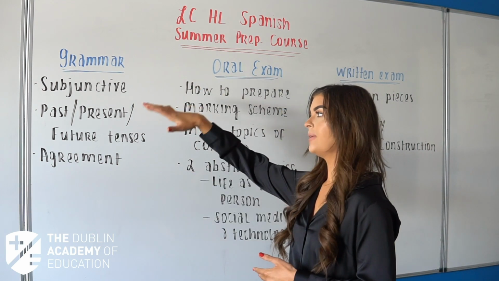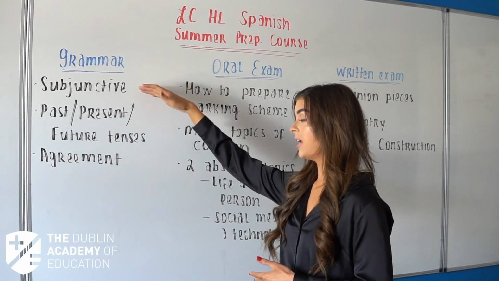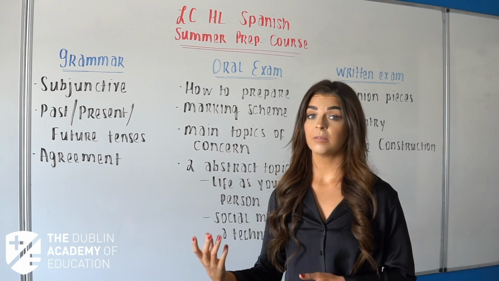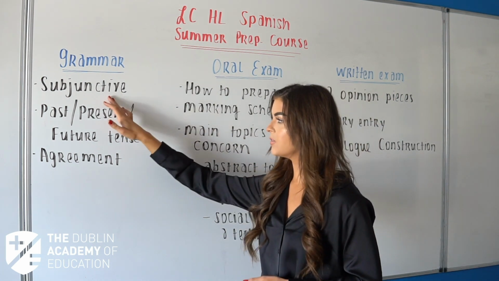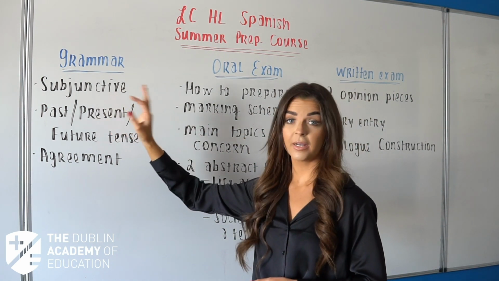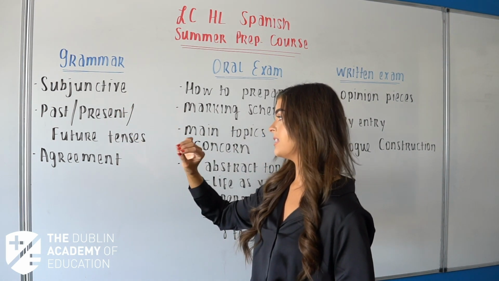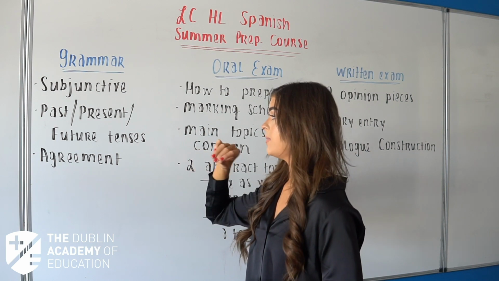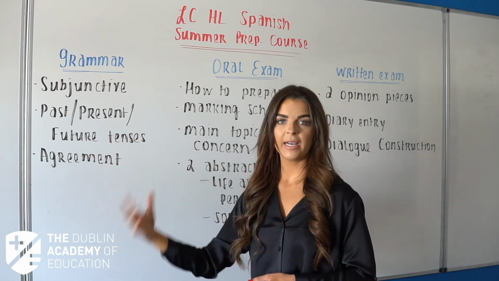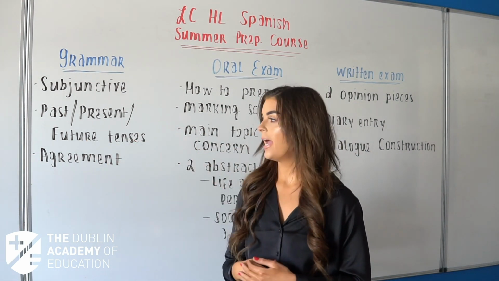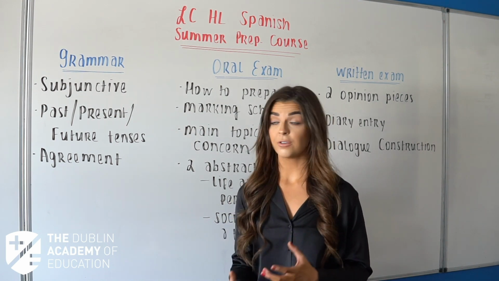So for our grammar, we're going to be having a look at the 3 things that I would tend to see the most amount of mistakes made with. So we're going to have a look at the subjunctive mood. If you don't know what that is yet, please don't worry, I'm going to have you sorted. We're going to have a look at the past tenses, the present tenses and the future tenses. We're going to look at how to use them, why they're used, how to use them together, and how to actually implement all of that in your written exam.